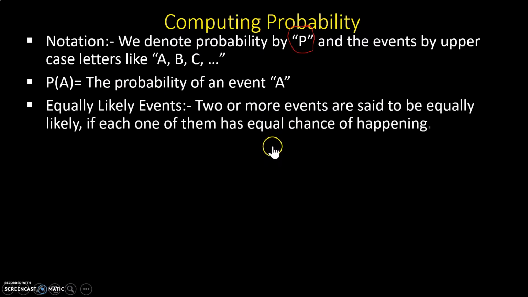Now, what are equally likely events? It's clear from the name. Two or more events are said to be equally likely if each one of them has an equal chance of happening. For example, if I flip a coin, then the coin can land on heads or it can land on tail. Both have an equal chance of happening. Such events are called equally likely events.